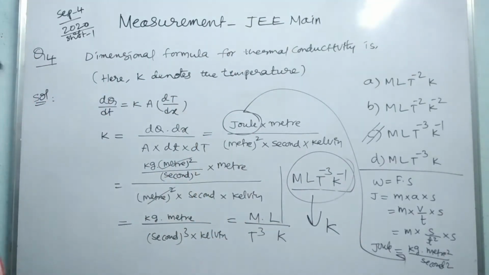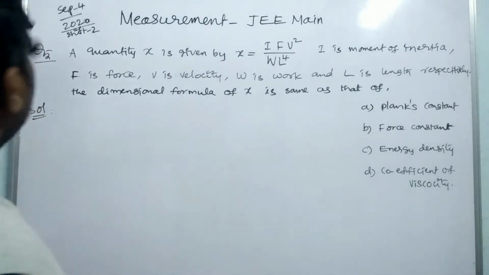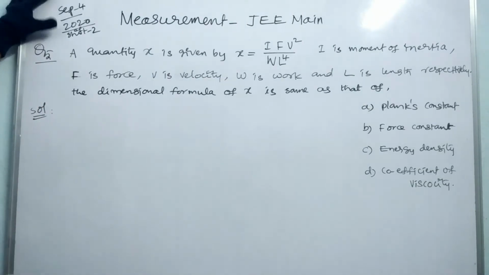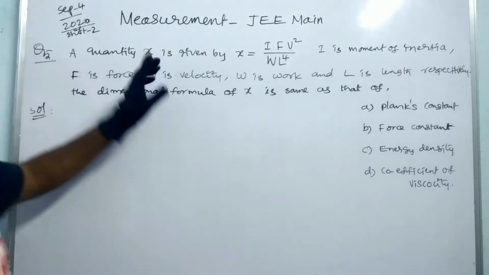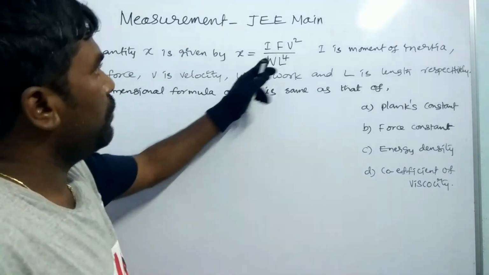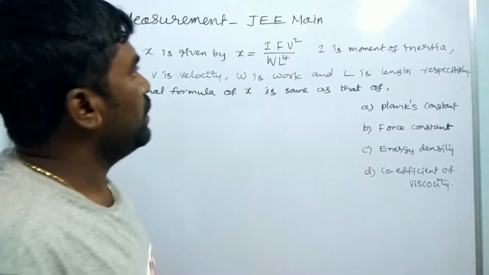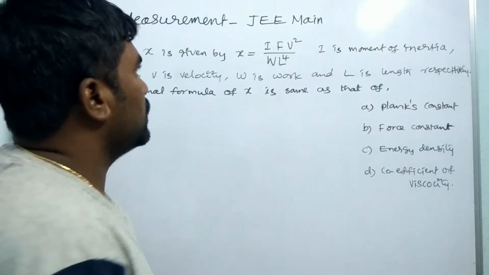Okay, thermal conductivity. This is the fifth question which was asked in September 4, shift 2. A quantity x is given by x is equal to I F v square by W L power 4. This is the equation.